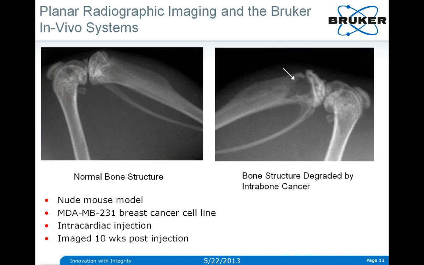The Bruker In-Vivo systems have been employed for several different bone imaging applications. In this case, we're looking at a bone metastatic model in a nude mouse. Mice were injected intracardiac with the cell line MDA-MB231, which is a breast cancer cell line which is known to metastasize to the bone. And you can see here at 10 weeks our normal bone structure, and then here we can see degraded bone structure where we have metastatic degradation in this femur.